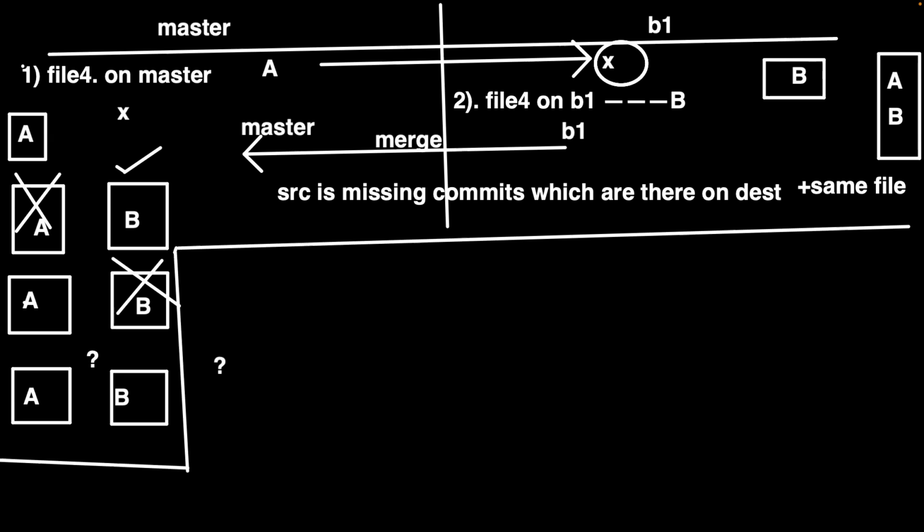One second. B is a commit ID, and A is a commit too. A is not the file. Okay, A is the commit. File 4 is the file. Okay.